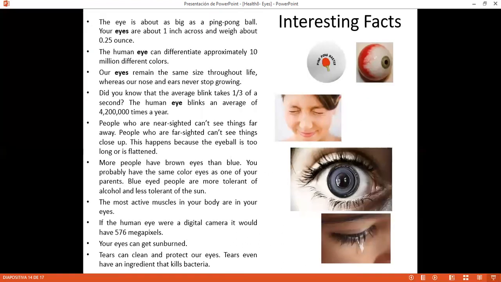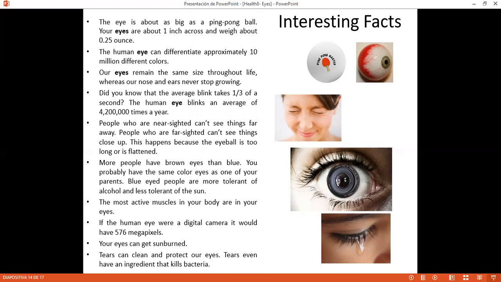So let's check for some interesting facts. Your eyes weigh about 0.25 ounce, and they are about 1 inch, which is the size of a ping pong ball. That's a lot. Who would have thought that the eye is so big, and it's spherical. That means that it has a round shape. The human eye can see approximately 10 million different colors. Ooh, that's a lot. And our eyes remain the same size throughout our life.